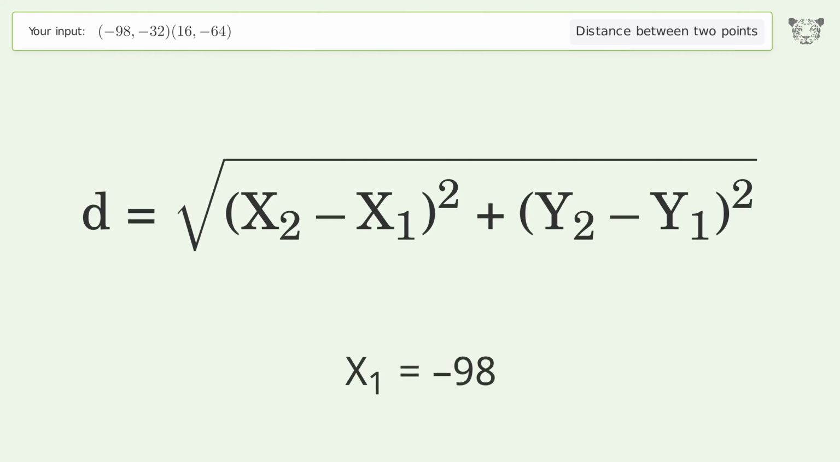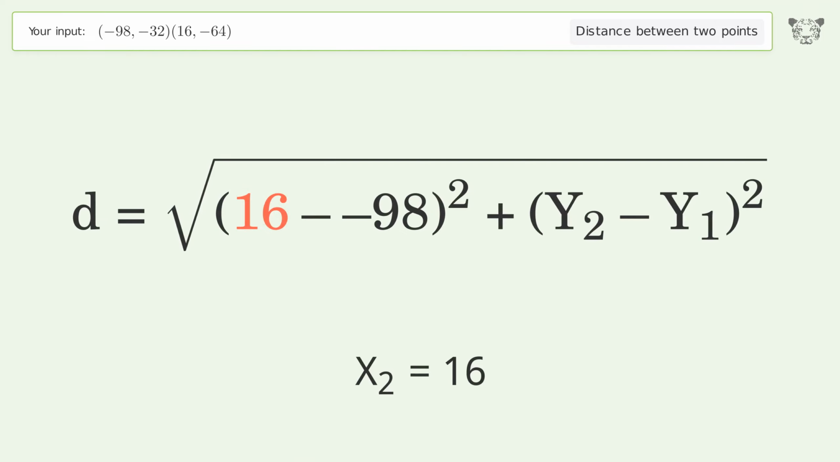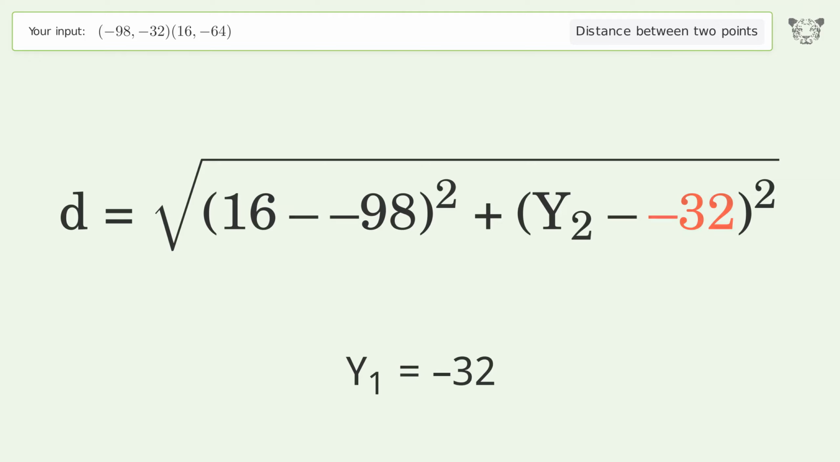x1 equals -98. x2 equals 16. y1 equals -32. y2 equals -64.